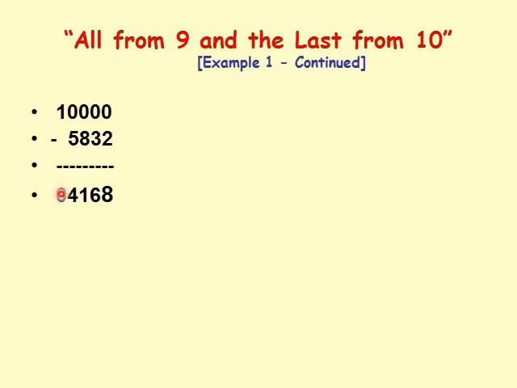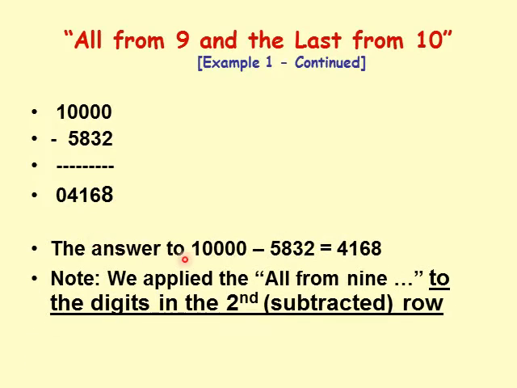So we have solved all the answer digits here: 0, 4, 1, 6, 8. The answer to 10,000 minus 5832 is 4168. We just ignore the 0 on the left of the answer. So what we did was apply this sutra, all from 9 and last from 10, to the digits in the second row.